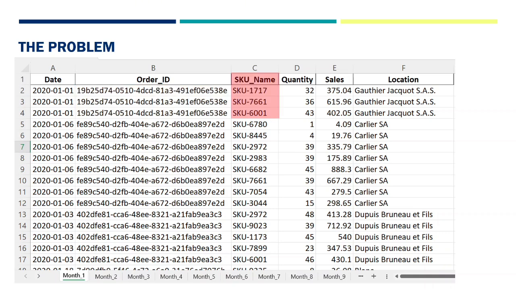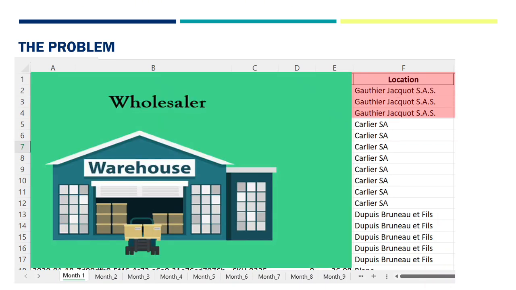Then we have the storekeeping units name. These are the items that were sold in this specific order, and all of these 3 items are related to the same order. Then we have the quantity that was sold in that order and the sales related to each one of the items. Then we have the location, and here the location is just the wholesaler that actually purchased this order and these products.